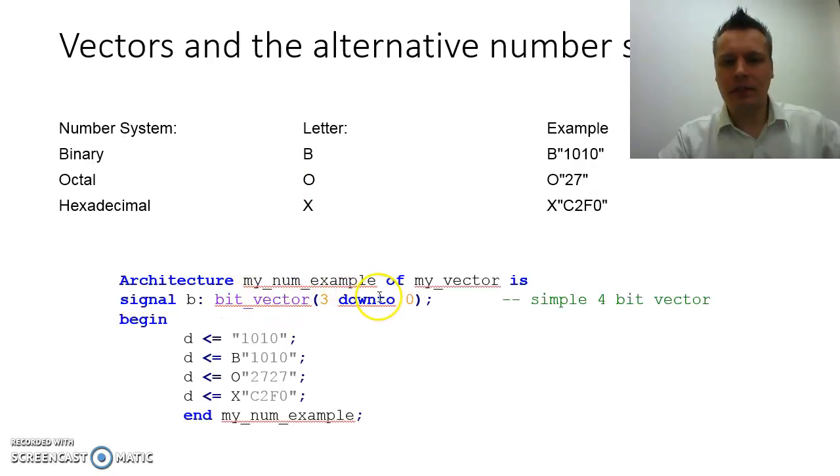We define a bit vector, and we can assign values. If we don't specify anything, it will assume that it's a binary value we are passing. Otherwise we have to specify what values we are passing to the vector.